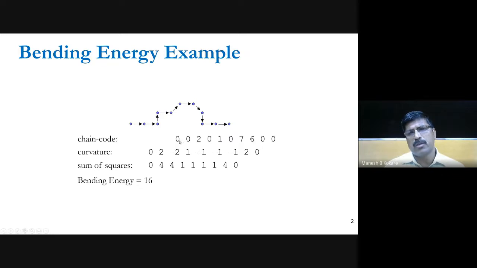So from 0 to 0, this is 0 direction, and when it goes from 0 to 2, a difference of 2 will be there, and 2 to 0 it will be -2, 0 to 1 it will be 1. Like that you get the curvature, and from curvature you can obtain the bending energy by squaring the curvature. So the square of 0 will be 0, the 2 will be 4, -2 will be 4, and so on. Finally, bending energy is the summation of these. If you sum these up, you'll get the bending energy. That is the shape feature which is derived from the contour, and that is what we studied in yesterday's lecture.